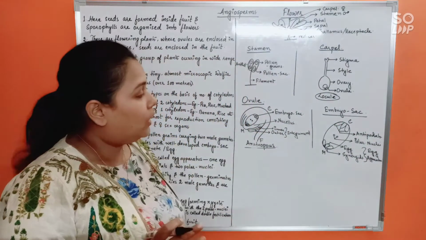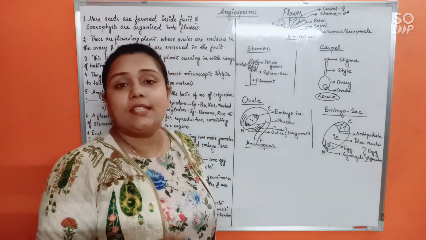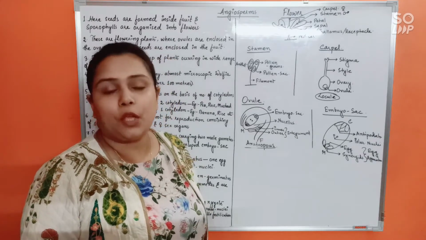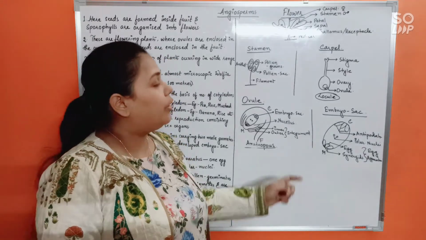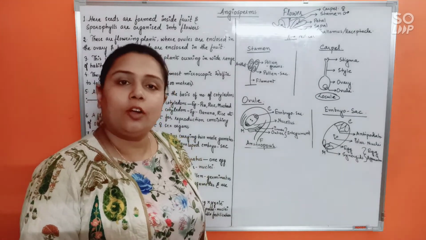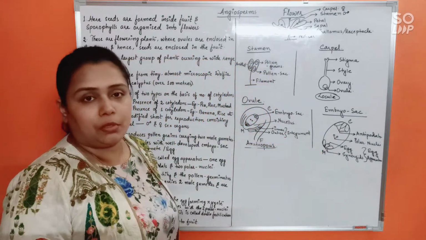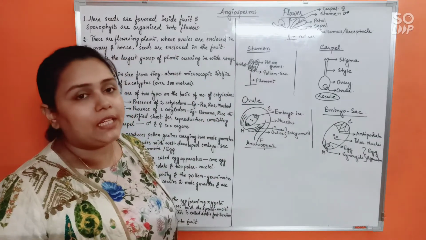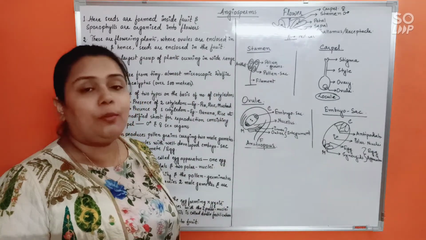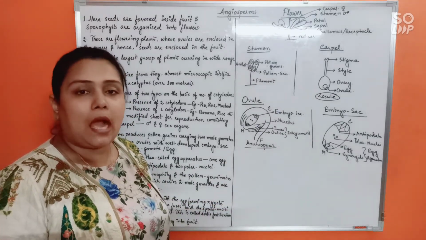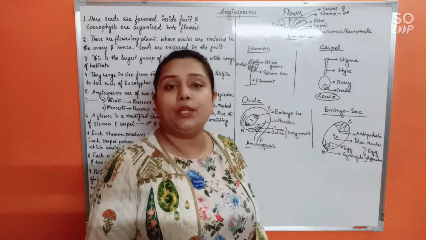So do remember, all the cells or nuclei present inside the embryo sac are going to be haploid because they are products of meiosis. Alright, so this is a well developed embryo sac of angiosperms. Towards the chalaza, 3 antipodals. Towards the micropyle, we have 1 egg and 2 synergids together forming the egg apparatus, and at the center 2 polar nuclei.